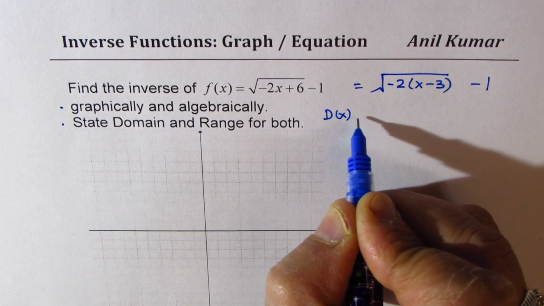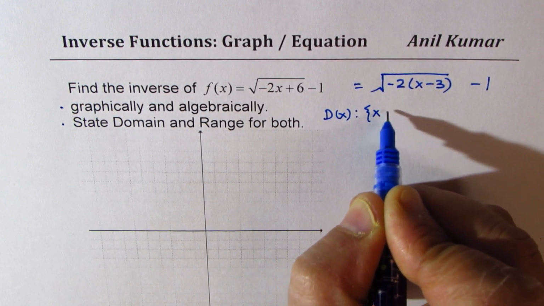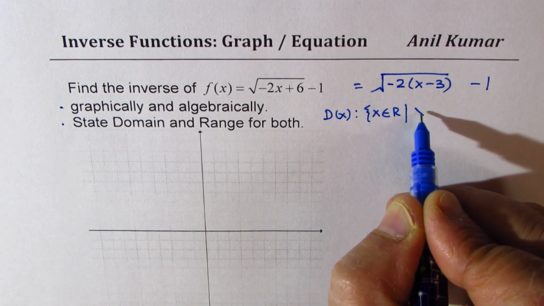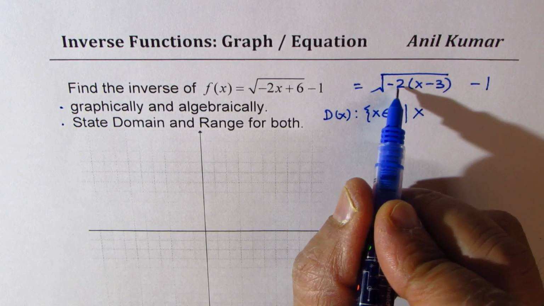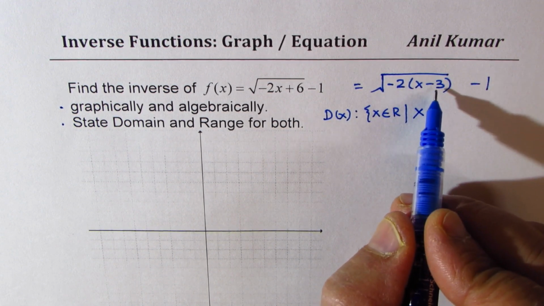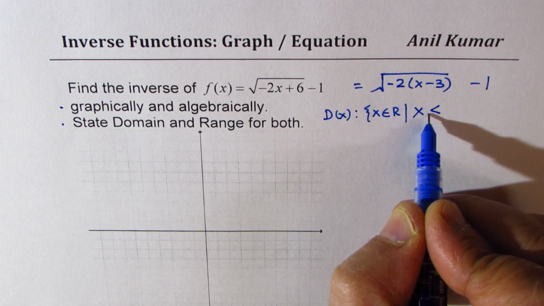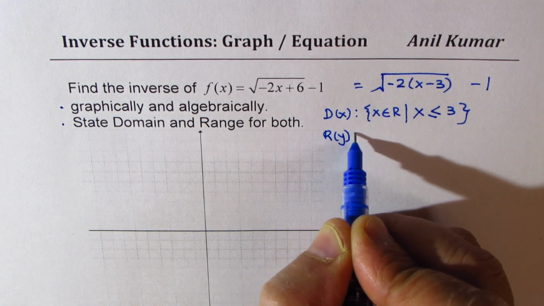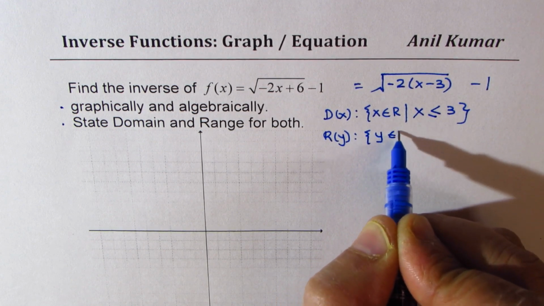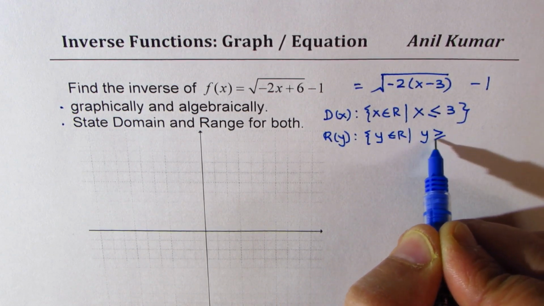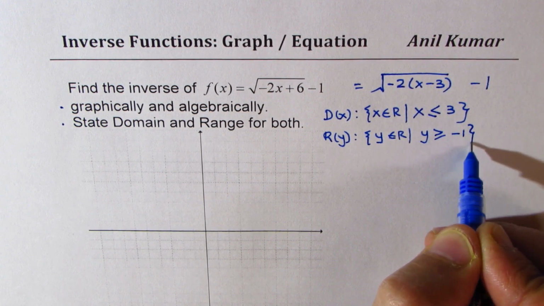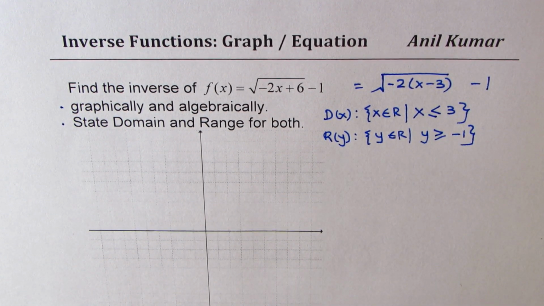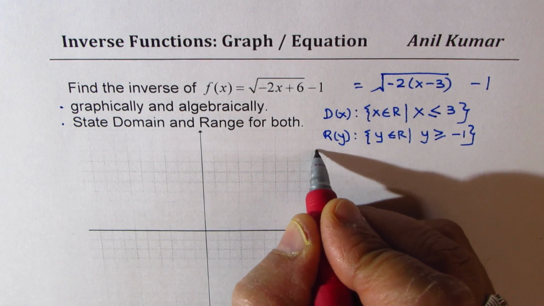So the domain for the function here is x belongs to real numbers, where x is, since it is negative, it is reflected on the y-axis from 3. So x is less than or equal to 3. The range of this function will be y belongs to real numbers, where y is greater than or equal to minus 1. Correct? So this is about the function. Now, when we do the inverse, in that case, what will happen?